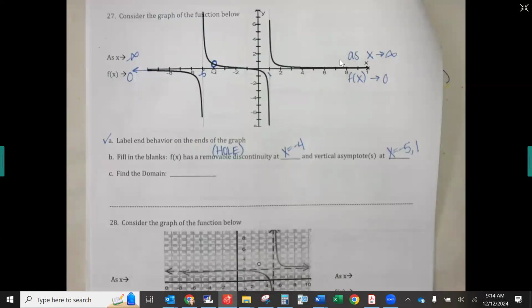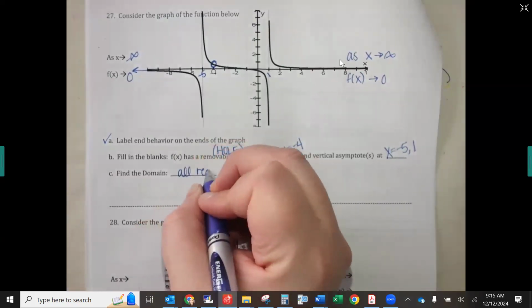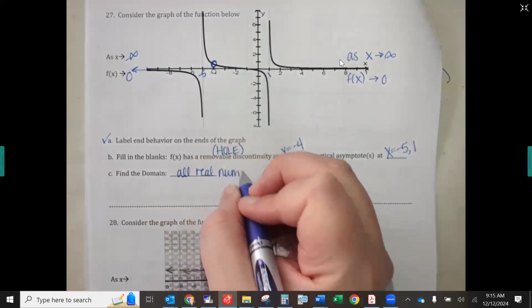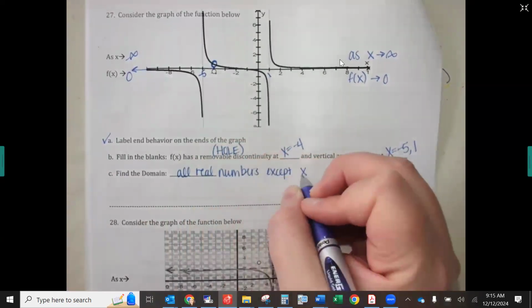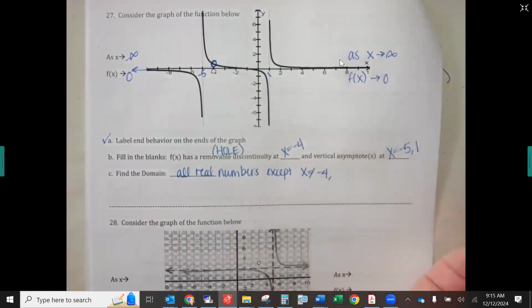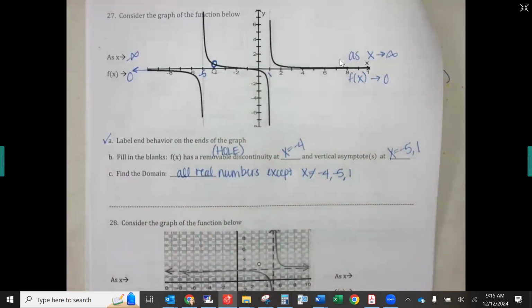So if it's asking you for the domain, there are 2 ways that you could write it. You could say all real numbers except x can't equal -4, -5, or 1. Or you could list it out in number lines like we did on that other question we just did.